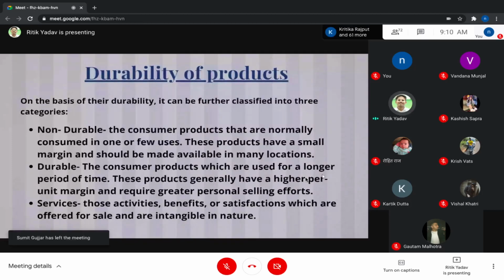Now, the services. Services are those activities, benefits, or satisfactions which are offered for sale and are intangible in nature. They are inseparable from their source. They cannot be stored. They are highly perishable and also highly variable.